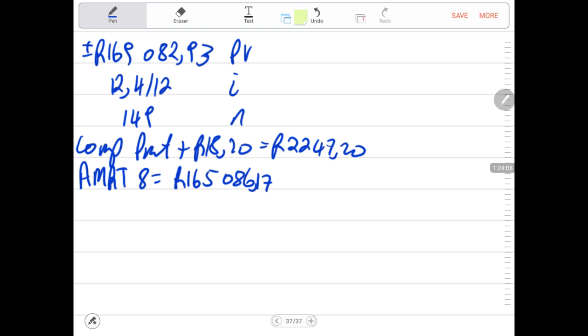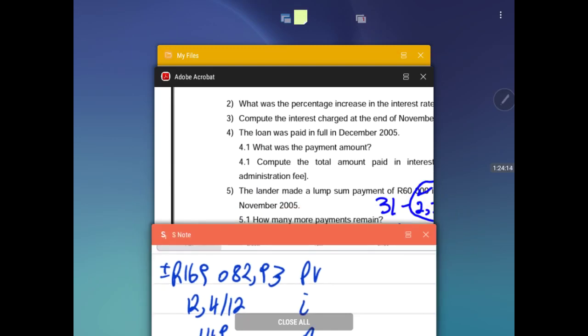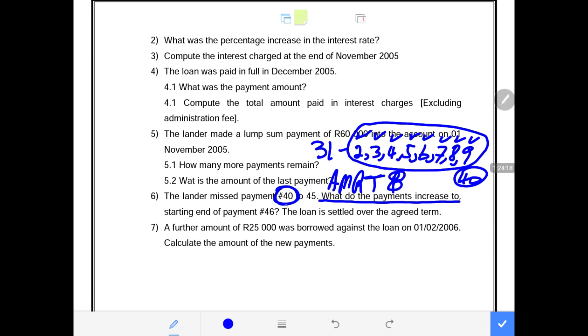165,086.17. Now we have calculated the balance. Before there was a missed payment. So this is the balance now at the end of the 39th payment, of which the 39th payment is the 9th payment in the new annuity.